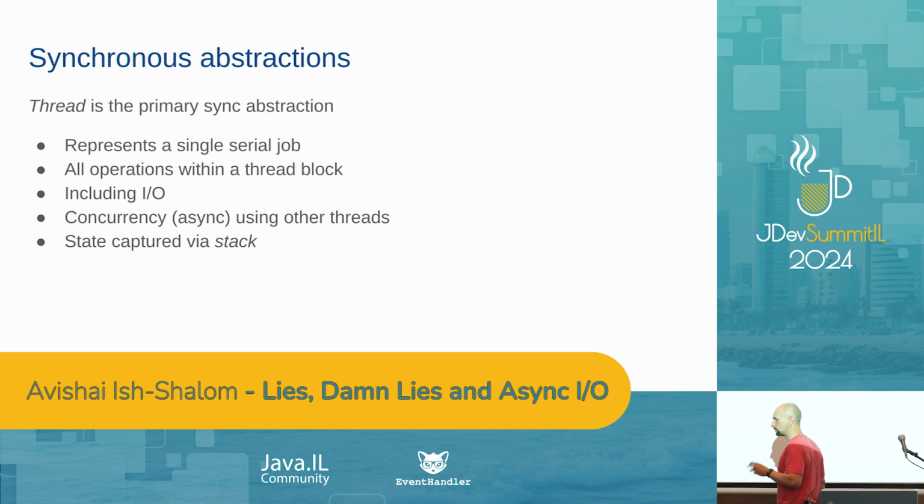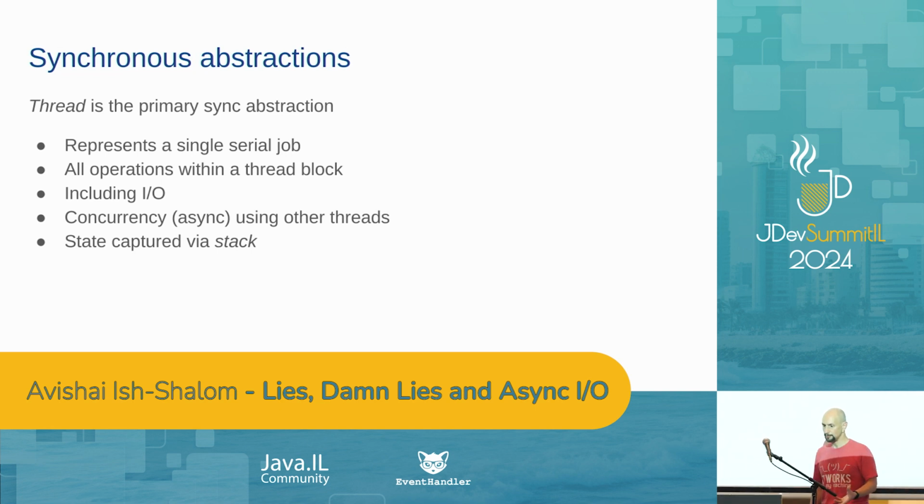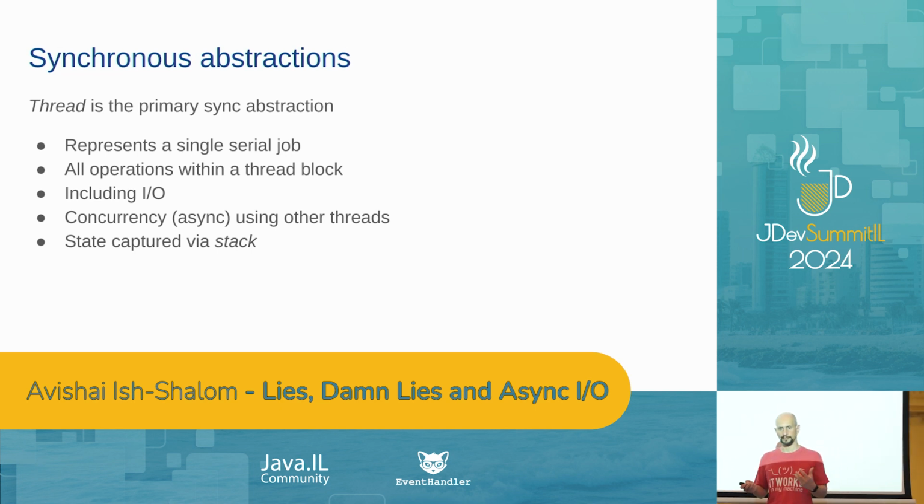When we talk about synchronous abstractions, we usually talk about threads. This is distinct from kernel threads. This is known as an execution thread. And this is the primary abstraction we work with. It represents a single serial job, and all operations from our point of view are blocking. And this includes I/O. It's a very handy way to deal with I/O. And if we need concurrency of some kind, then we just use multiple threads. Okay? This is basically why we have futures.